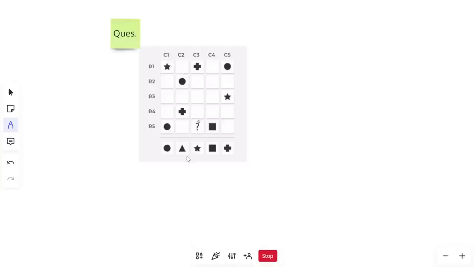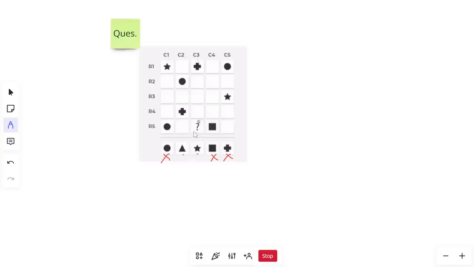Let's now see. First of all, we will try to eliminate which cannot come. So circle cannot come obviously, because circle is already there once in this row. So more than one circle cannot come again. That is why we have eliminated circle. Let's eliminate square in the same way, because square is also there in the same row. We can also eliminate plus because plus is already there once in that column. Now we are left with only two symbols, that is star and triangle.